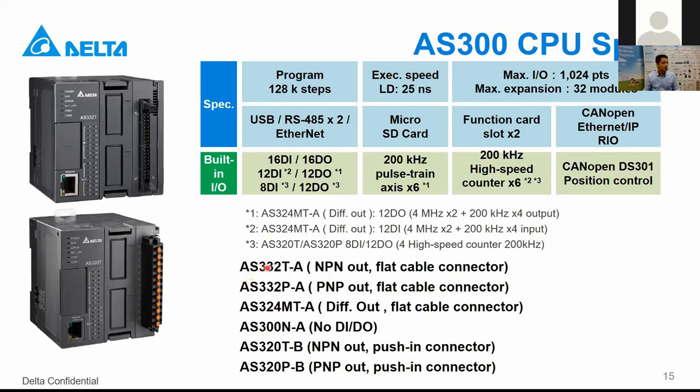And here you see there are different types of CPU, and here according to output type, the code is changing. So here you see this is NPN output, and the code is T, and for PNP it is P. So the code is changing depending on the output type. Okay, and we have one model which has no digital input output on it, and we have another model with the push-in connector shown here.